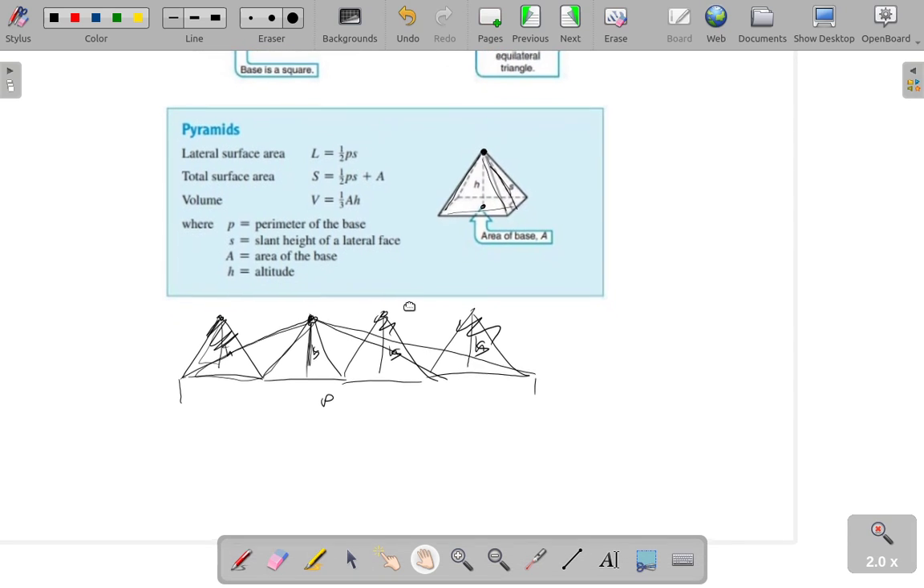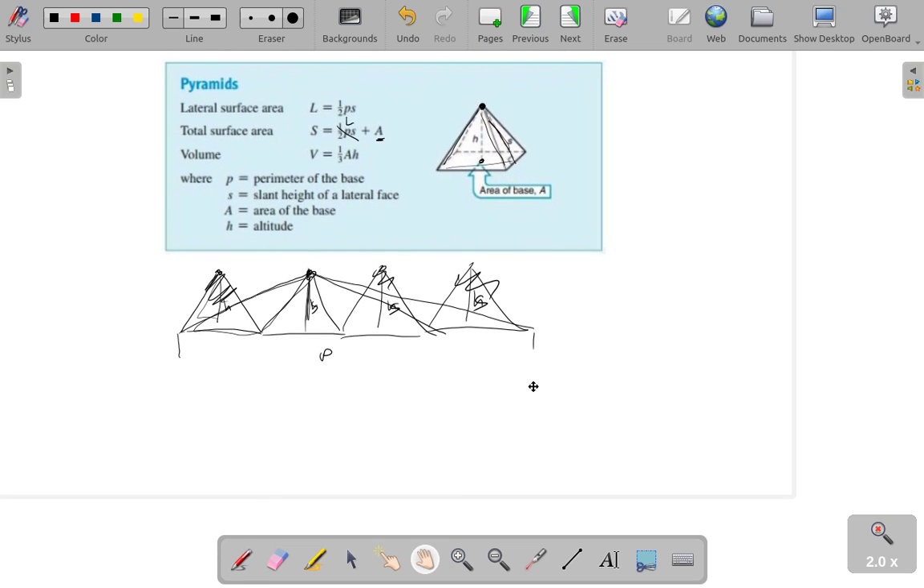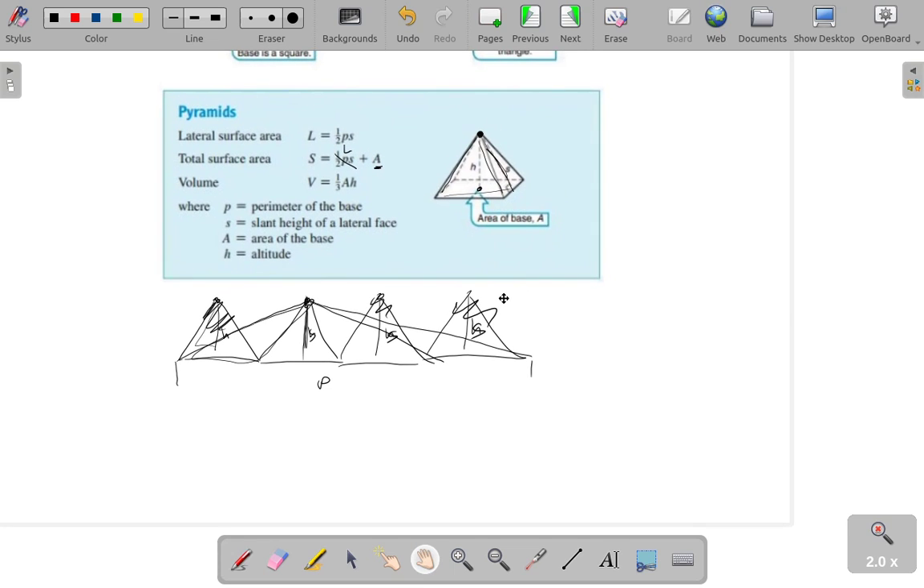Alright, the total surface area is what we get when we take the lateral surface area and add on the surface area of the base. Now there's only one base to work with here, so you can see it's just going to be A. I'm not sure why in this example they go with 1/2 PS instead of calling it L like we did on the prisms. You could do it either way, it doesn't really matter. We're calling it L right there, so why not stick with that? And the volume of a pyramid is 1/3 times the area of the base times the height.